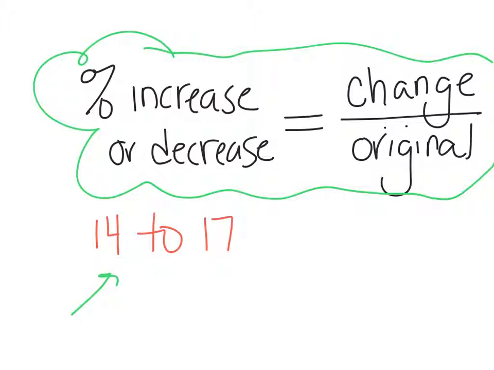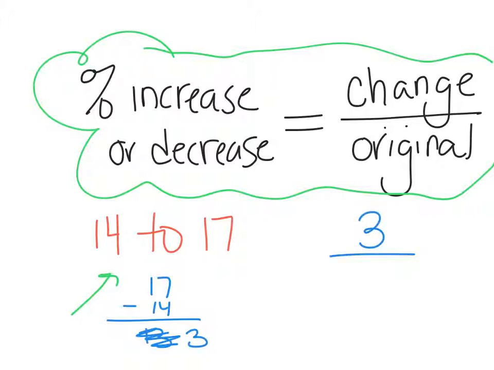If we apply the formula, it's going to be the change, which is taking the two numbers and subtracting them. So big number minus the small number, 17 minus 14 gives us 3. So our change is 3 over the original, which is the first number that you start with. In this case, it's 14. So now we have change divided by original, so we have to do 3 divided by 14.